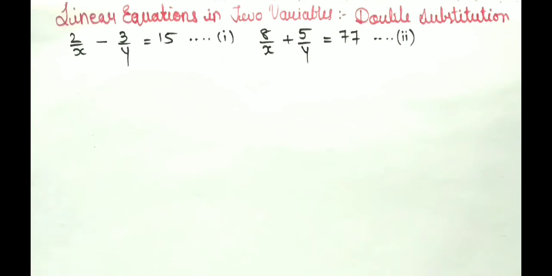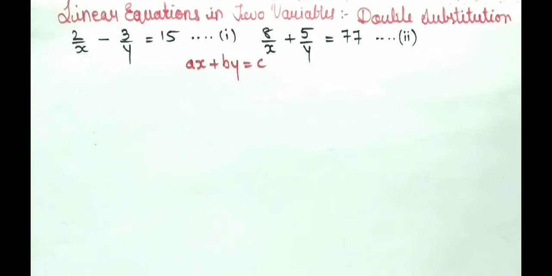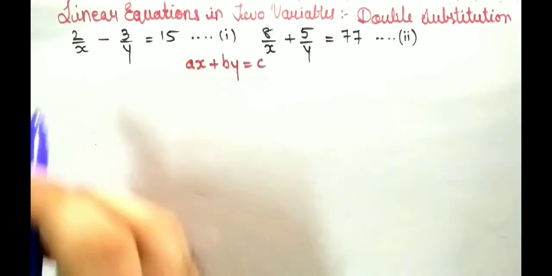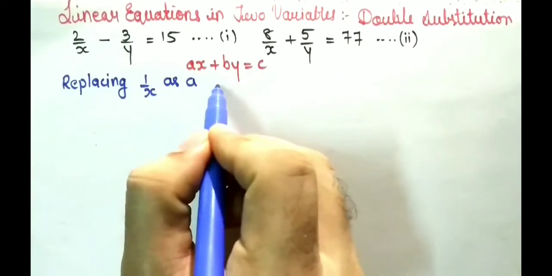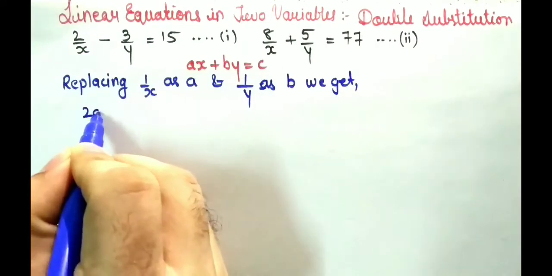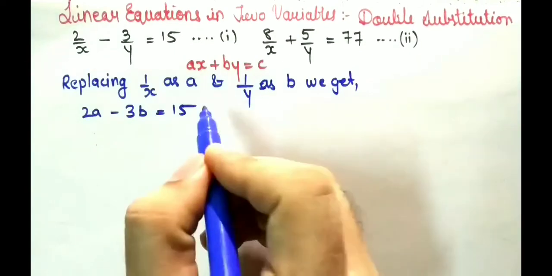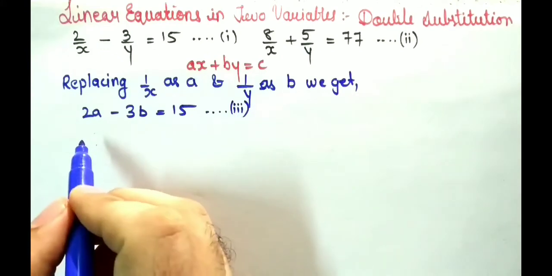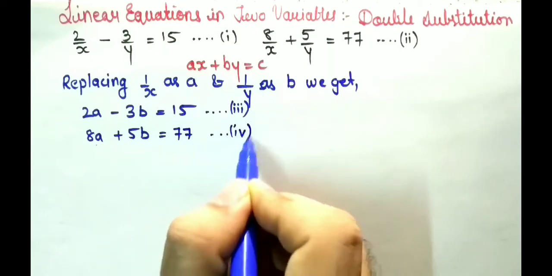Now as you can see, these two equations are not in the general form of ax plus by is equal to c. Therefore, we have to first convert them into this general form. To do so, I will be replacing the 1 upon x and 1 upon y. Therefore, replacing 1 upon x as a and 1 upon y as b, we get 2a minus 3b is equal to 15. This is my equation number 3. And 8a plus 5b is equal to 77. This is my equation number 4.